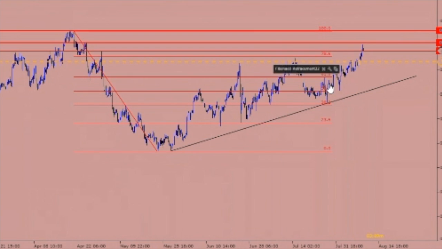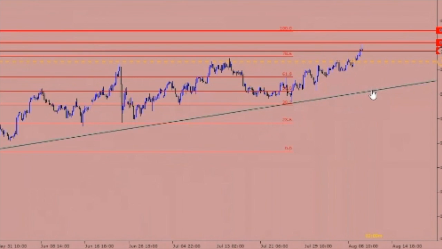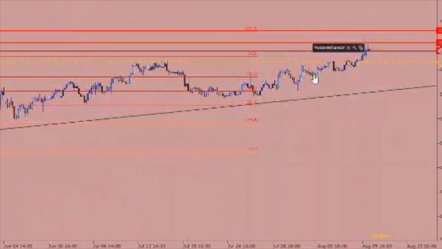But when we start to come up beyond one of these levels, that's when we're going to look to see, okay, what would be a reason for this? What formation do we see forming? After the Fibonacci, we're looking for what formation we see forming right now. And we can see an upward facing wedge forming right now.